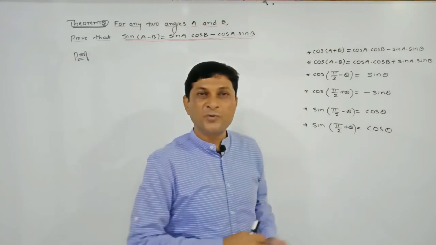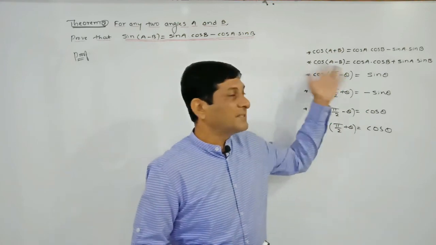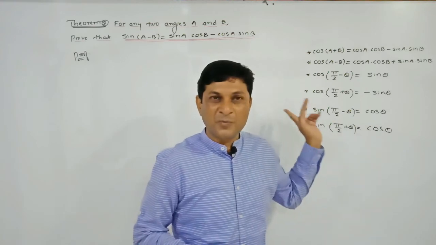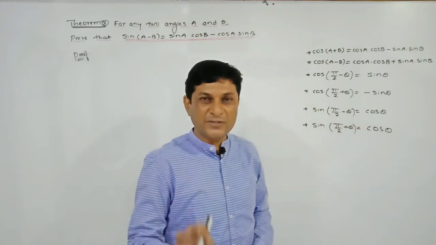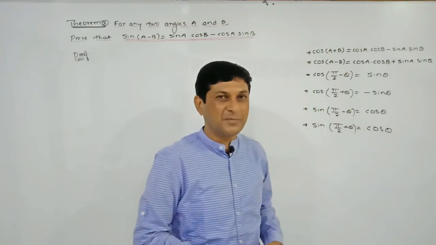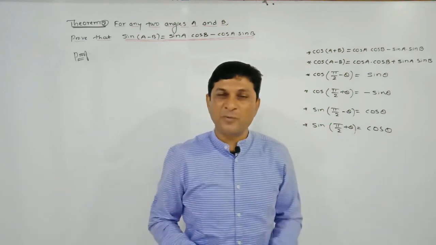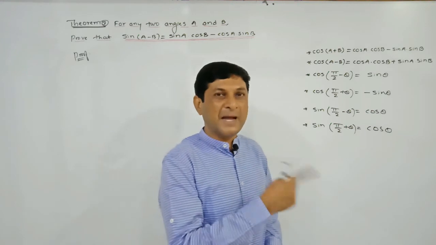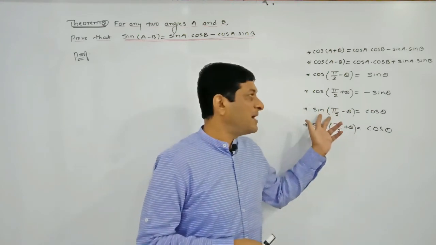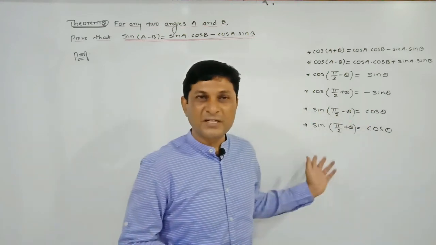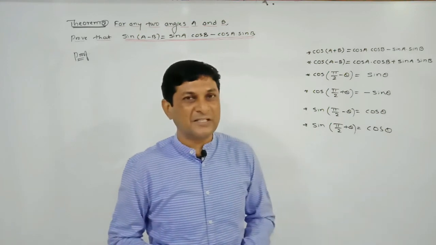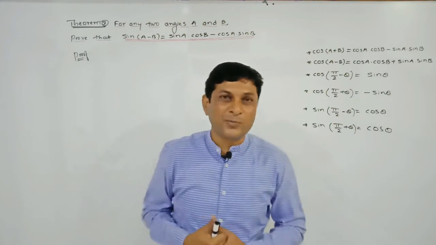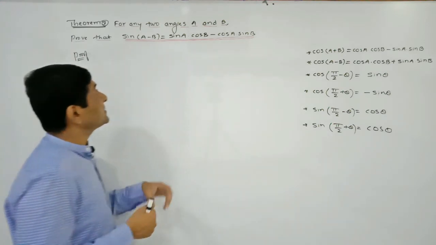And which formulas have we proved in the last video? That cos(A plus B) is equal to cos A into cos B minus sin A into sin B. Second formula is cos(A minus B) is equal to cos A into cos B plus sin A into sin B. Next formula is cos(pi by 2 minus theta) is sin theta. Next is cos(pi by 2 plus theta) is minus sin theta. Then sin(pi by 2 minus theta) is equal to cos theta, and sin(pi by 2 plus theta) is equal to cos theta.